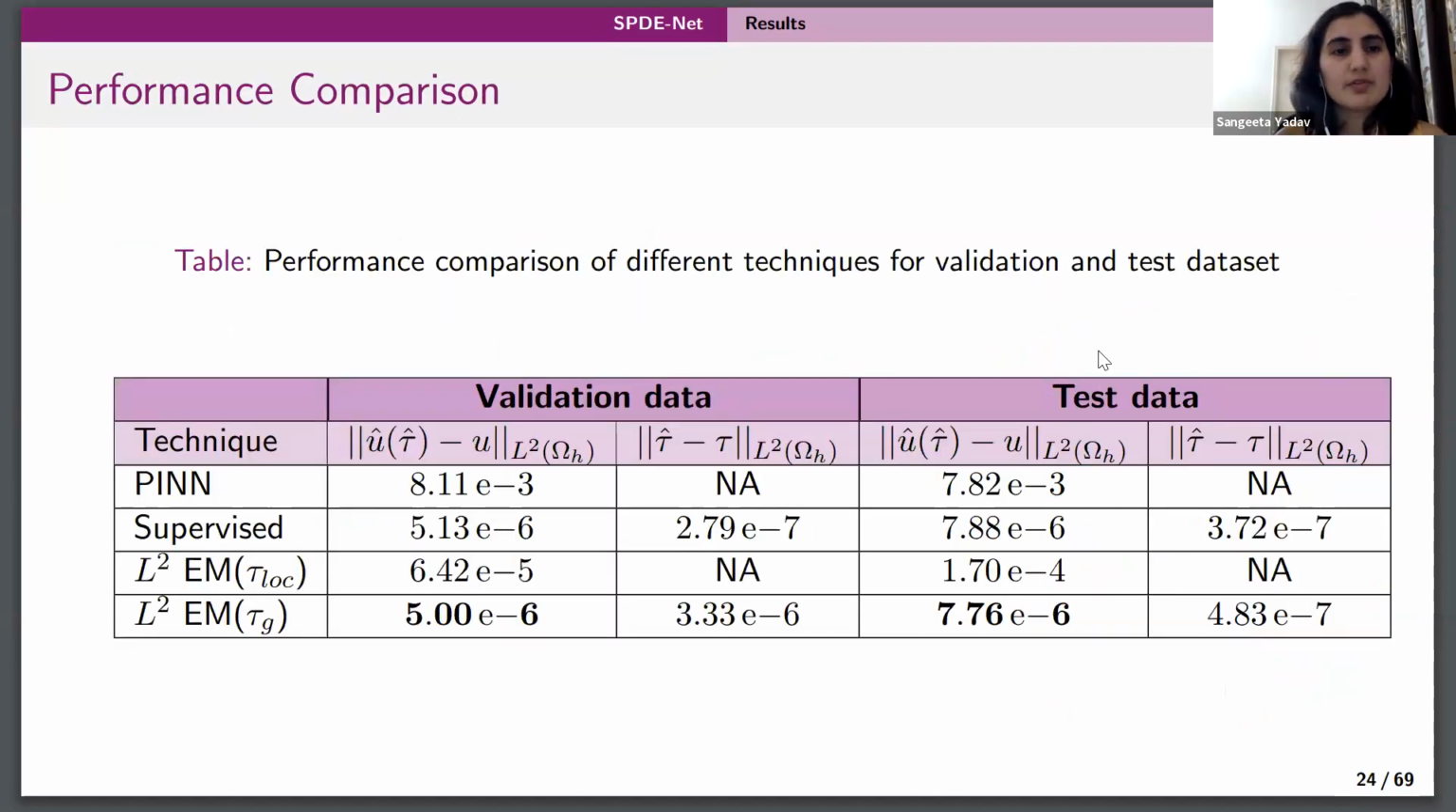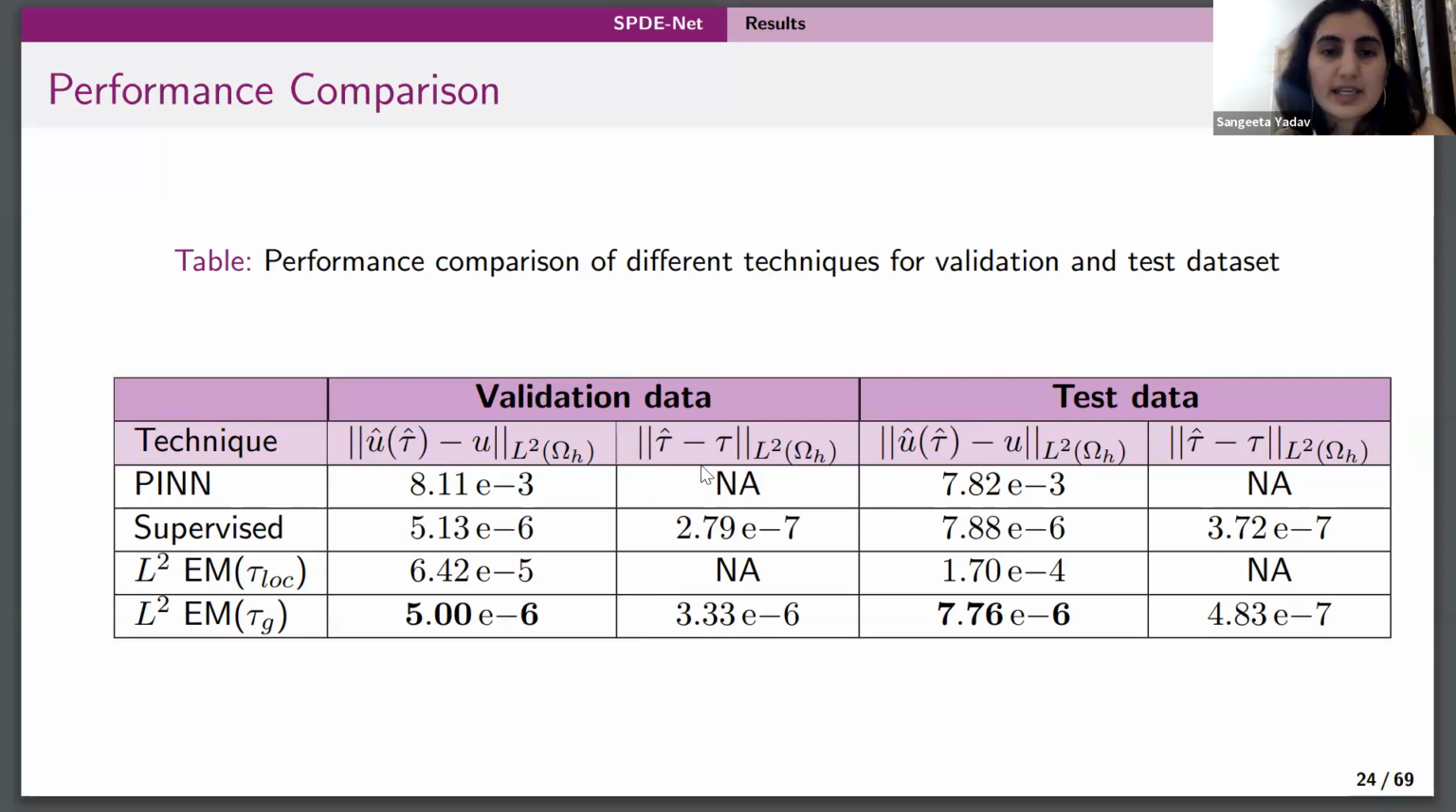Herein, in this table, we compare the performance of these 4 techniques for validation data and test data. In the first column, I'm showing the L2 error in the numerical solutions for PINNs, supervised, L2EM local, and L2EM global. And we can see the L2EM global technique gives the least error out of all.